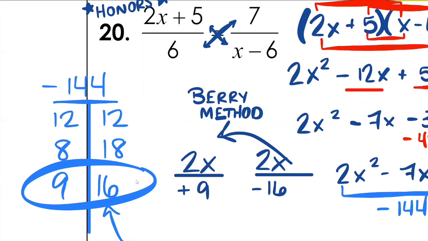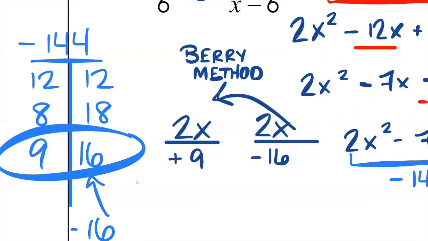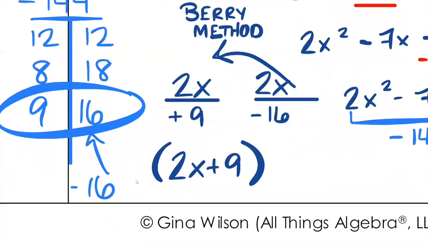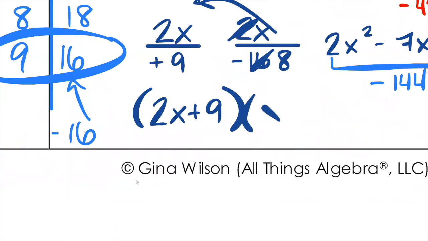The fraction on the left, can that fraction reduce? No. So read the fraction numerator to denominator: 2x plus 9. The fraction on the right, can it reduce? Reduce it, and the bottom becomes 8. Read the fraction, numerator, denominator. Because of the Berry method.